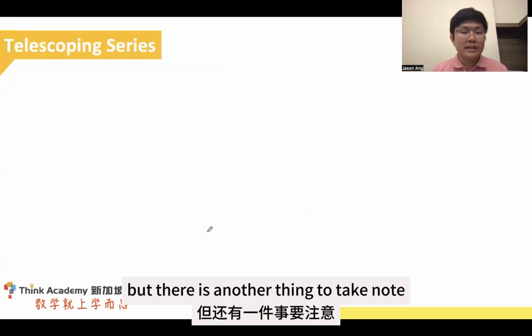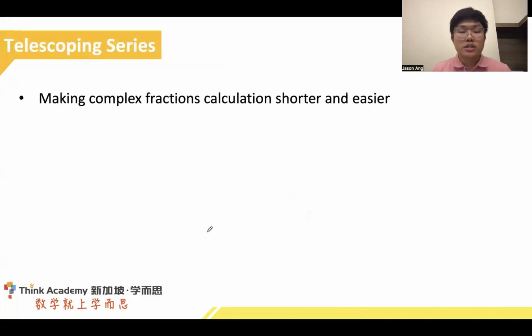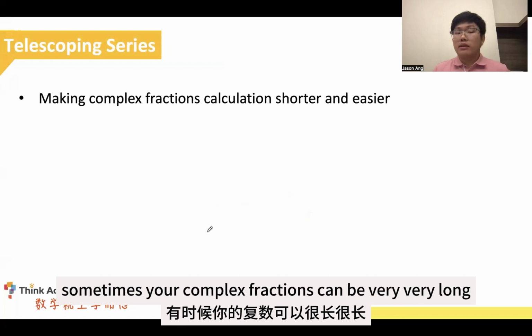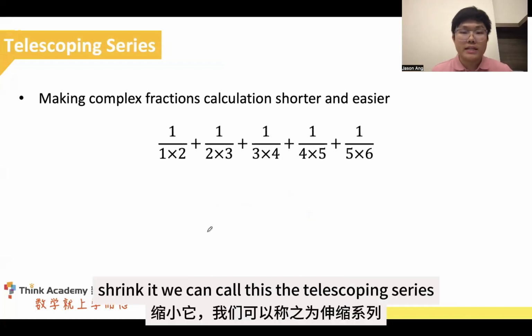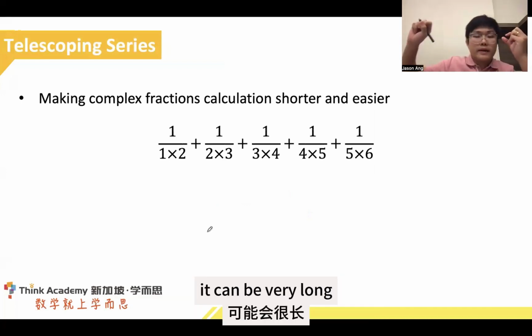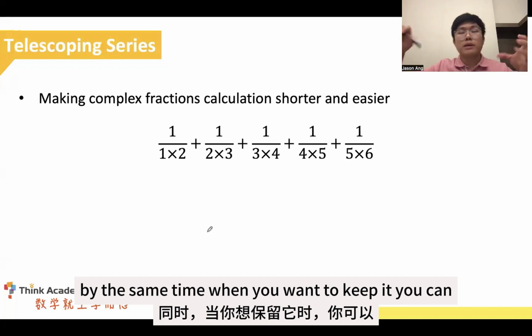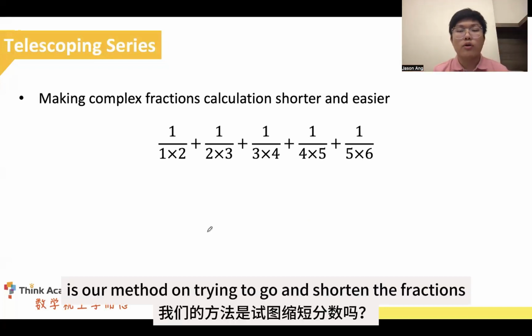But there is another thing to take note of. Sometimes your fractions could be a little bit complicated. Sometimes your complex fractions can be very, very long, but we want to shrink them. We can call this the telescoping series. Just like a telescope, when you want to pull it out, it can be very long, but when you want to keep it, you can shorten it. So in this case, this is our method for shortening the fractions.